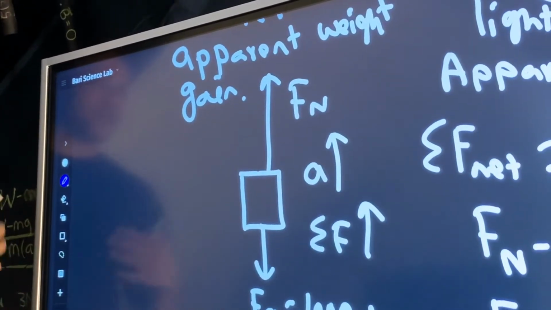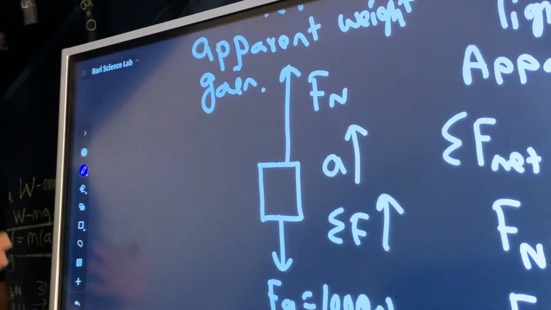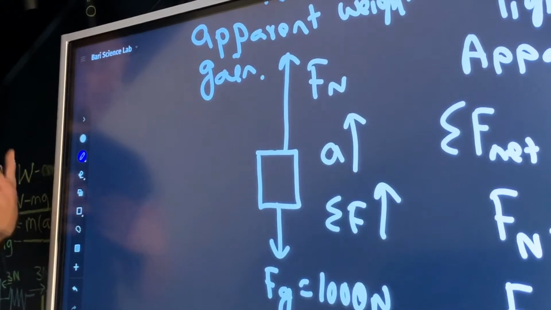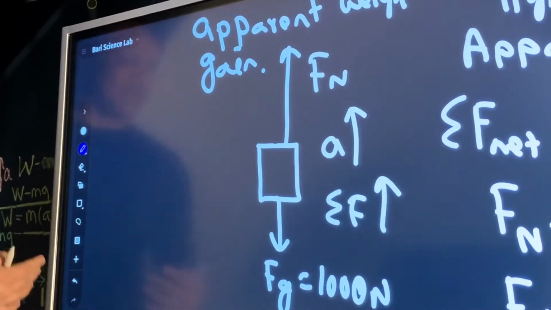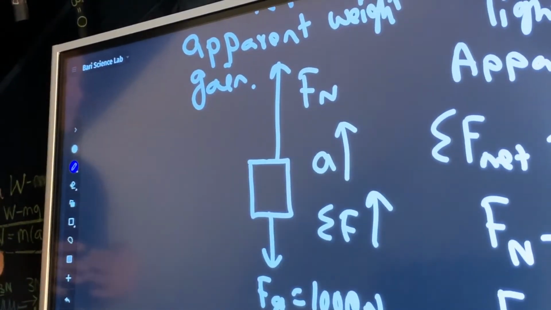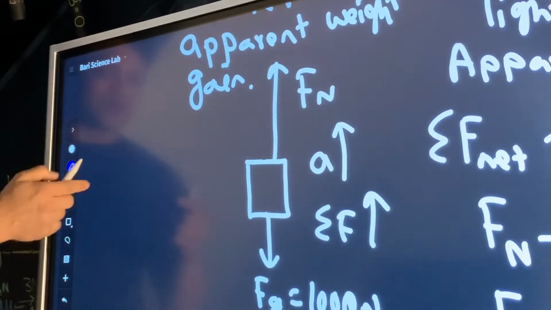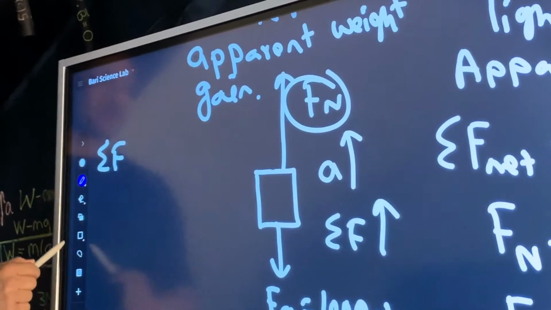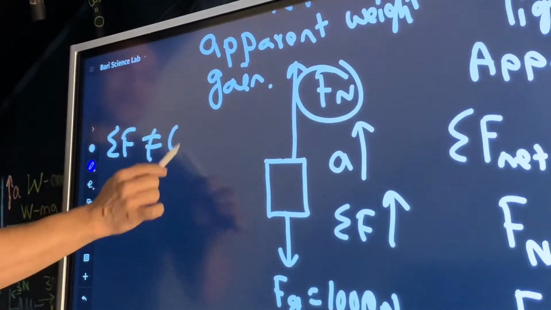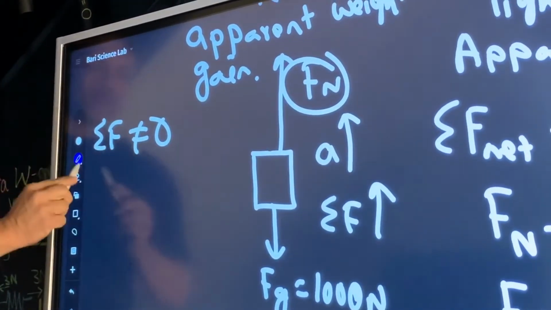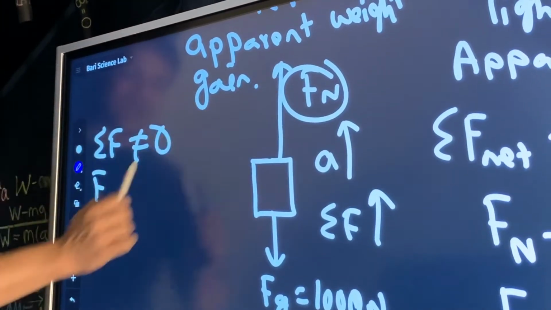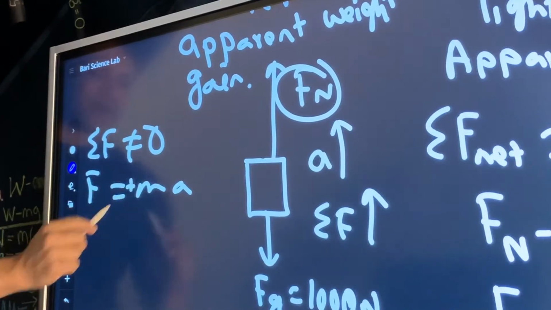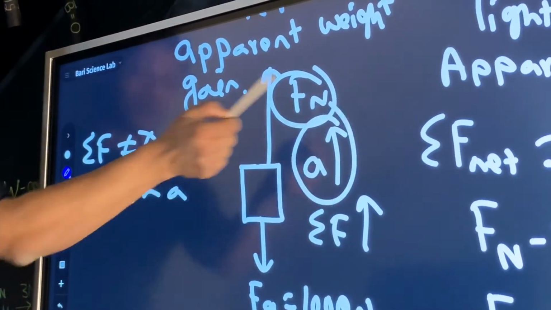What does that mean? That means the person is heavier. The person is experiencing weight gain. That means Fn is equal to mg plus ma. Let's do that. We're going to have to use Newton's second law. Why do we have to use the second law? Because the net force is not zero. When the net force is not zero, we use Newton's second law, F equals ma. In this case, ma is positive because the acceleration is in the upward direction.